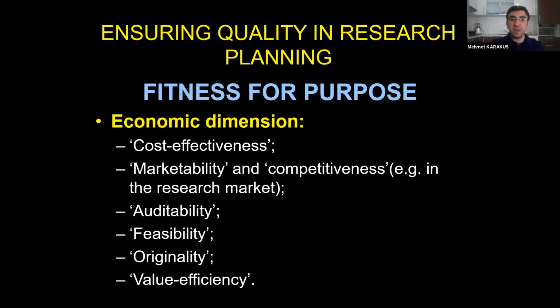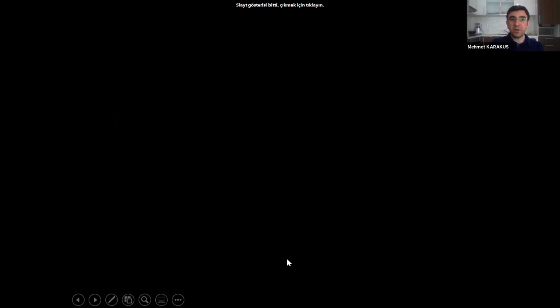And its marketability and competitiveness. In the research market, each research has a place, and our research should be marketable and should have a competitive place in the research market. Its auditability, its feasibility, its originality, and value efficiency are the other items that we can measure, we can ensure the quality of our research.